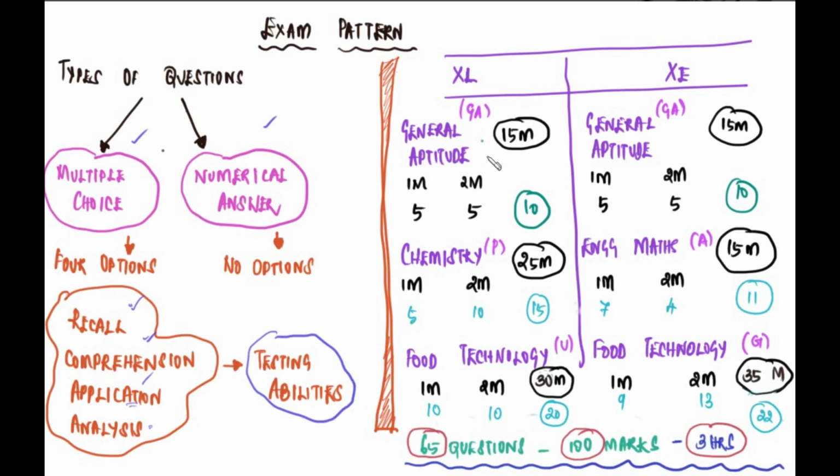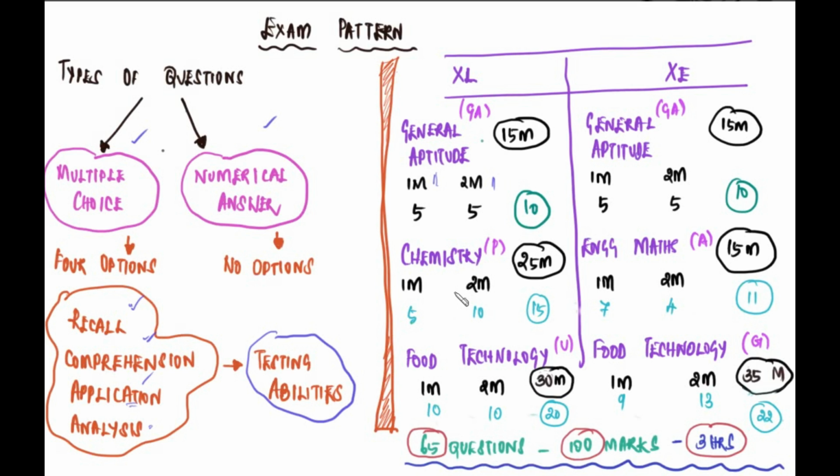Here I'm going to talk to you about the distribution of marks. As I already told you, there are only 2 different types of questions: multiple choice and numerical answer. Similarly, the marks are also of 2 categories only: you will either be asked a 1-mark question or a 2-mark question. Usually in the general aptitude section, which is common for all the GATE papers, you will have 5 1-mark questions and 5 2-mark questions, constituting about 15 marks. So the total number of questions will be 10.